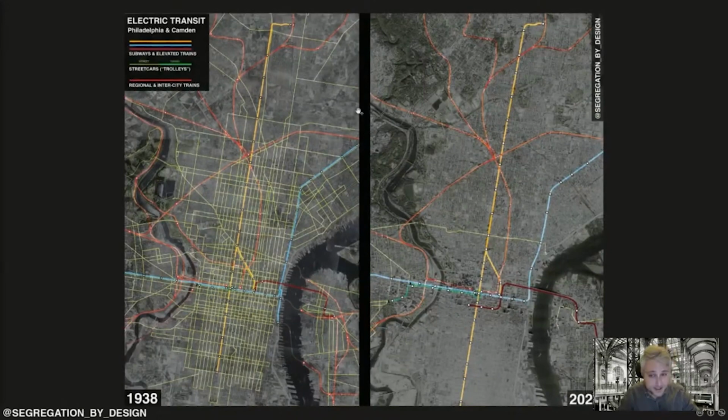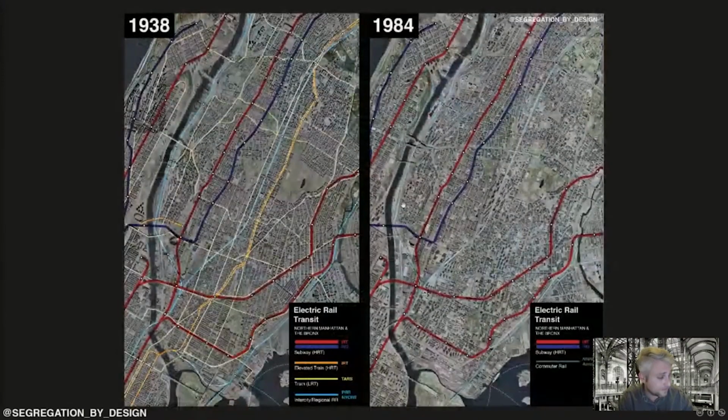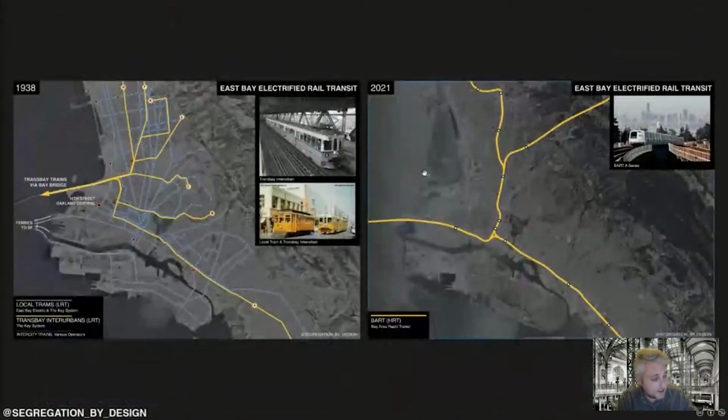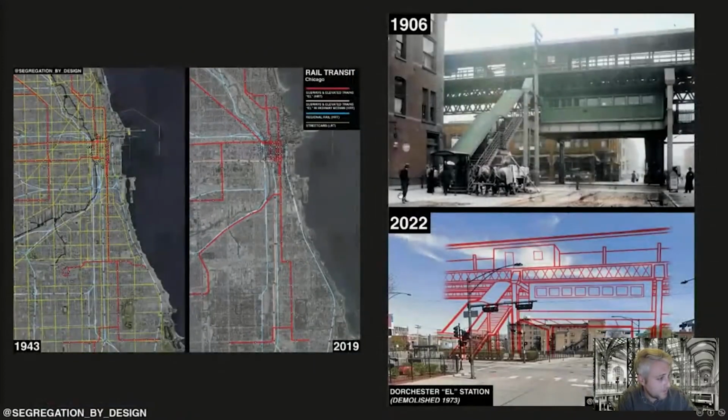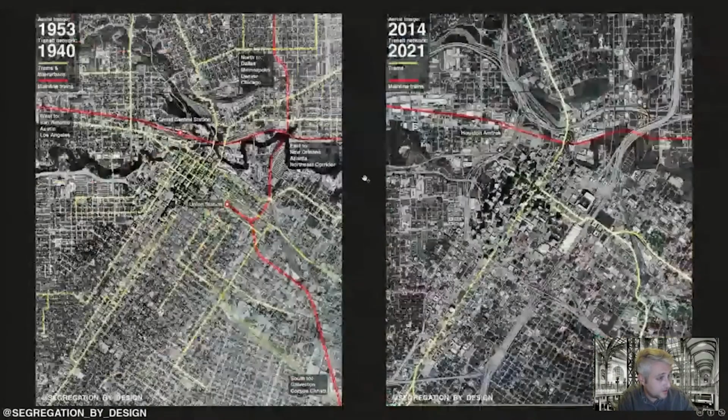And that's, to some extent, what we did here with public transportation. This is one of those public amenities that was destroyed in order to create these highway systems. Philadelphia, much of its network was completely destroyed. I know I'm going pretty long here, so I'm going to go through these. And you can see all of these on my website, segregationbydesign.com, as well as my Instagram at segregationbydesign. So again, these were one of those amenities that were destroyed in order to promote suburbanization.